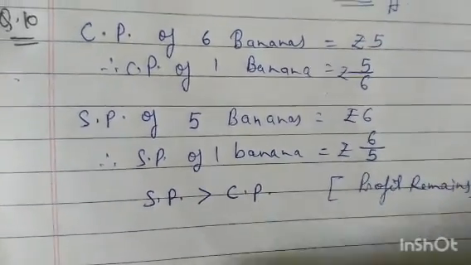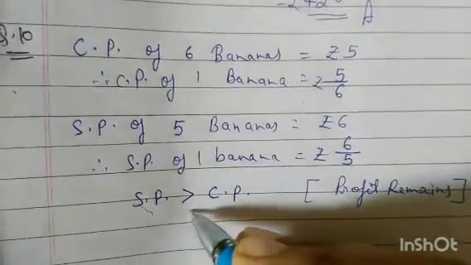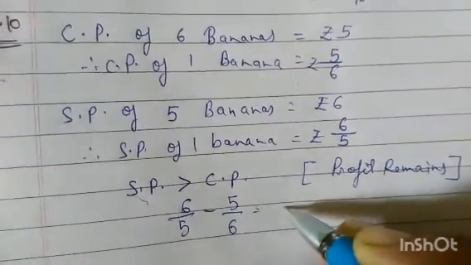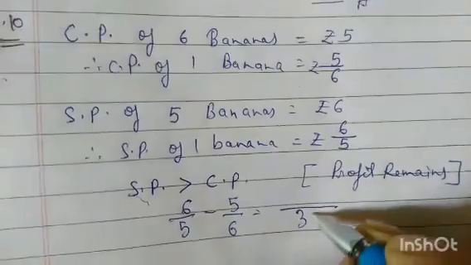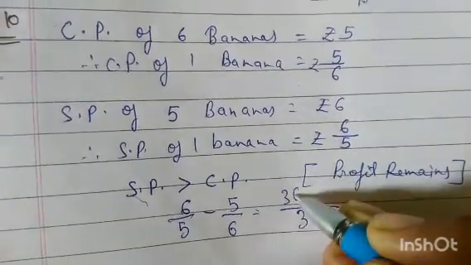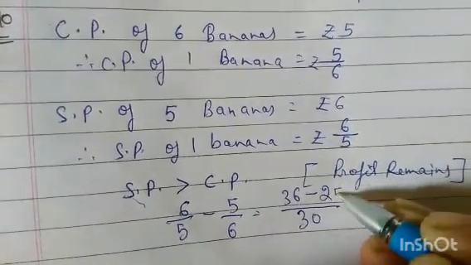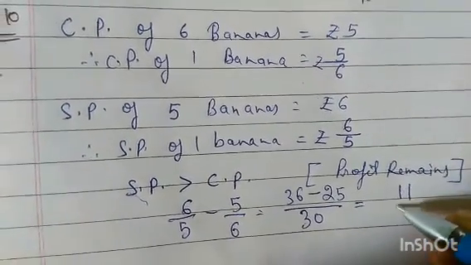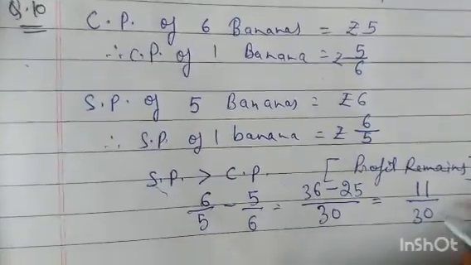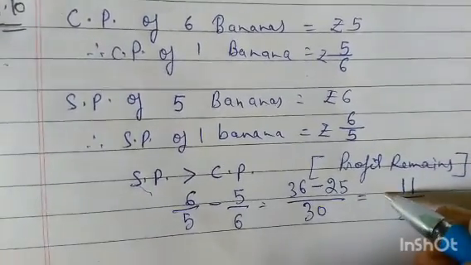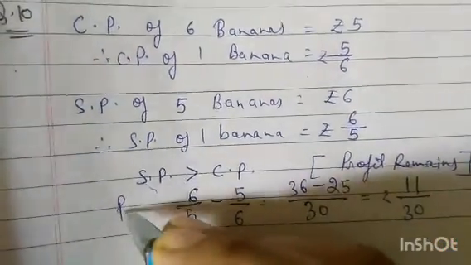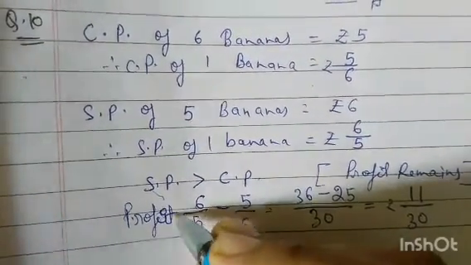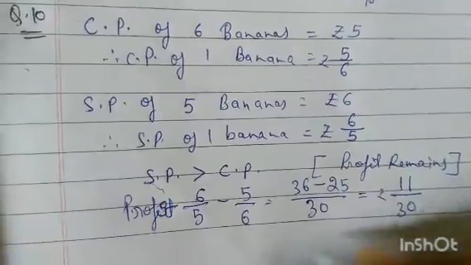Then here profit remains, na. So 6 by 5 minus 5 by 6, just LCM of 5 and 6, 30. Here 36, here 25. 36 minus 25, 11. 11 by 30. That is profit value. Okay. Here it's profit, rupees 11 by 30.